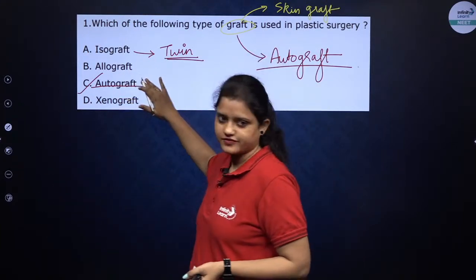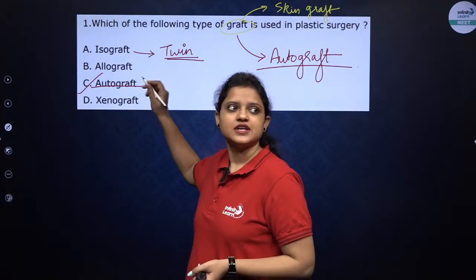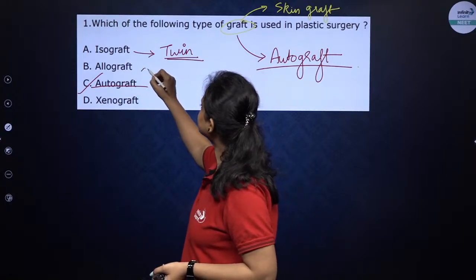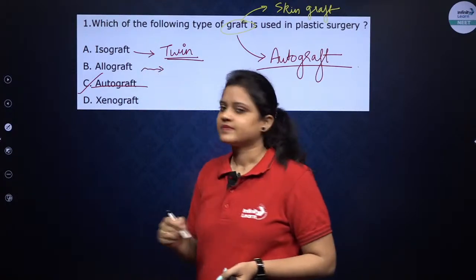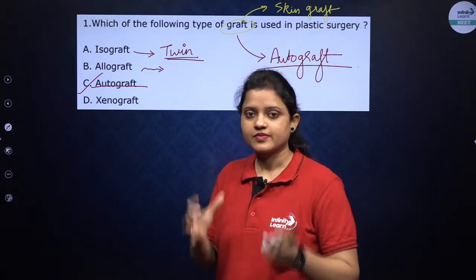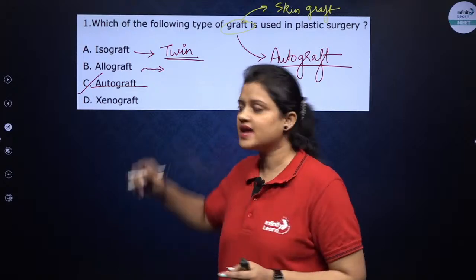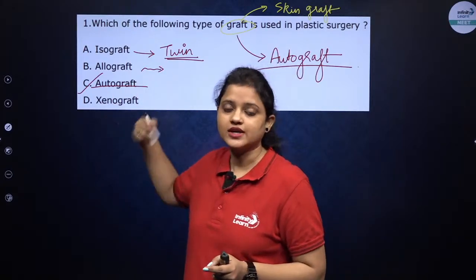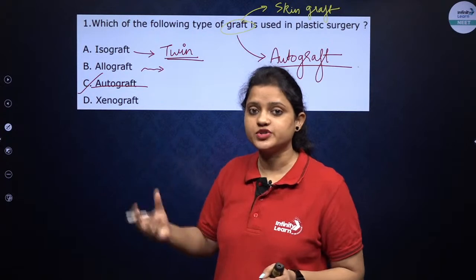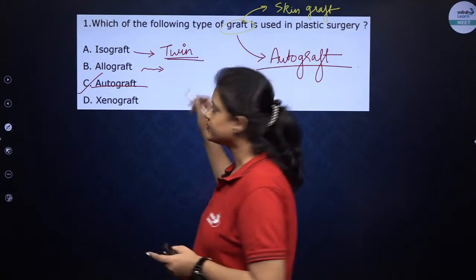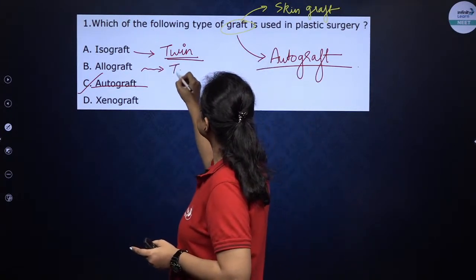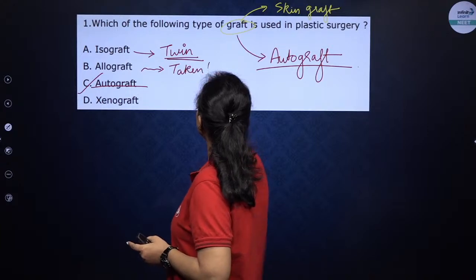Now allograft. Allograft is taken from individuals of the same species who is not a twin. That means the genetic composition will be different.